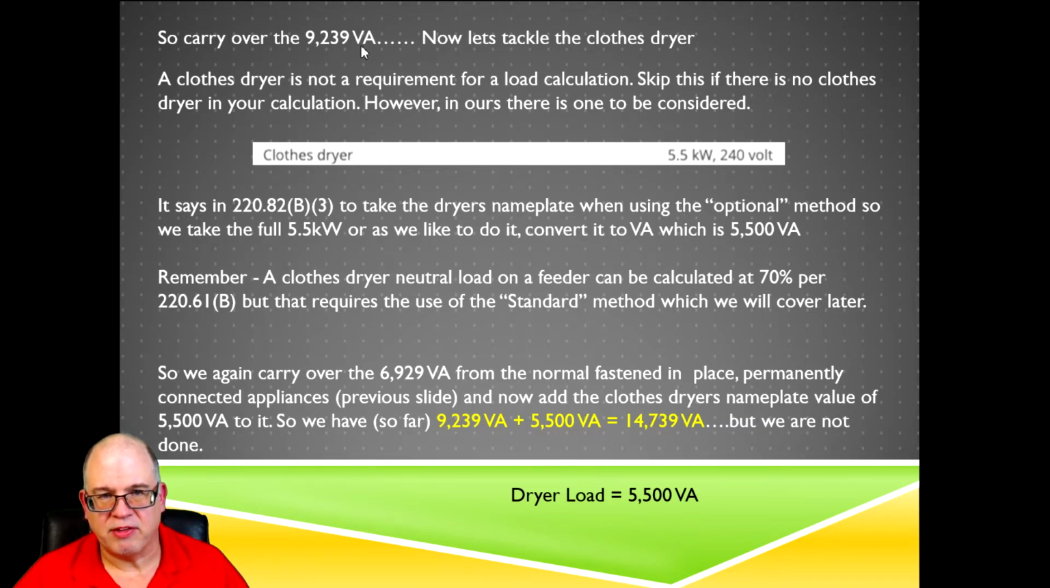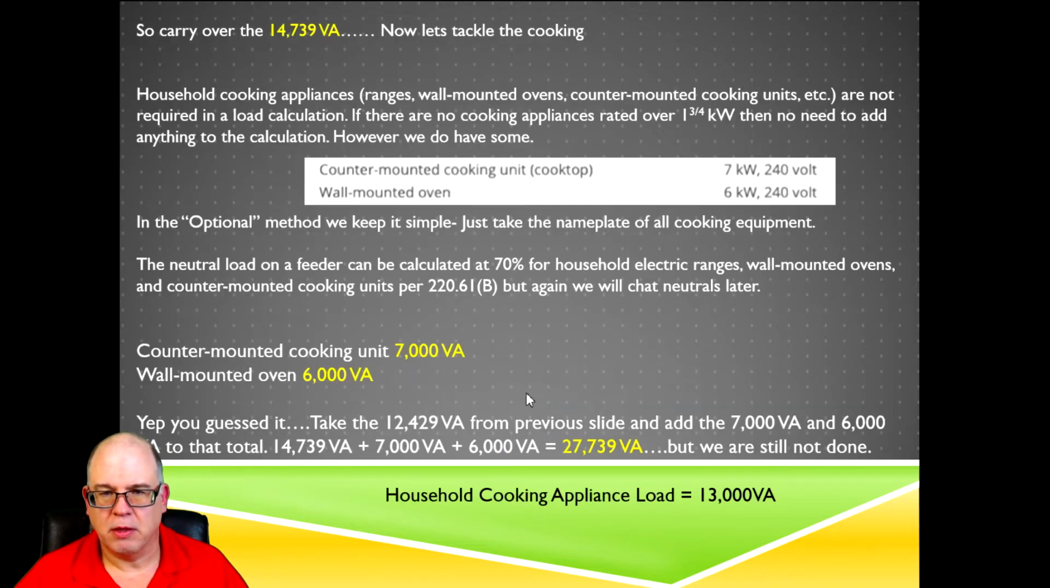So now it's 9,239. This is what we had previously up here. And 5,500 VA. Ignore this right here. This is a legacy. It was a mistake. I didn't carry it over. I apologize. So it's 9,239. Again, this was your appliances. And now we're adding, because we're still under B, we're adding the 5,500 VA. So that gives us 14,739. Now we're going to carry that over, put that here on the side.